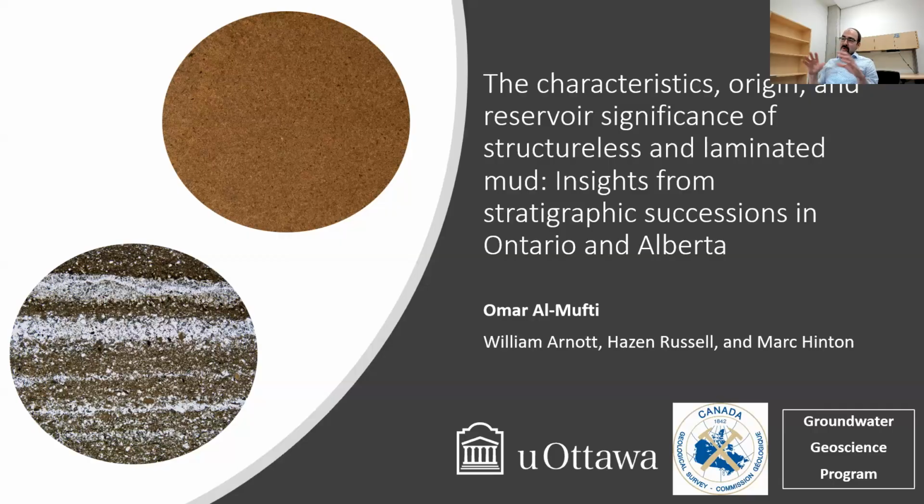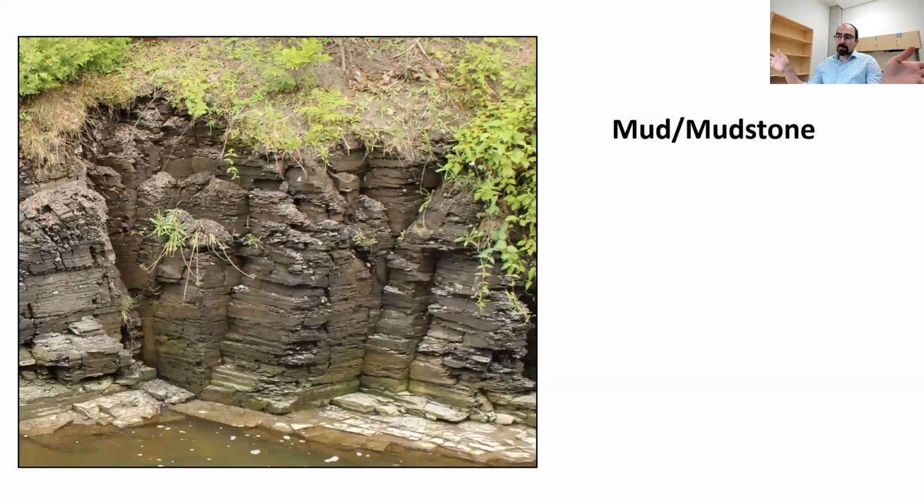So today, what I'm going to talk about is mud and mudstone, and in particular, two sedimentological motifs: mud that is either planar laminated or structureless. So let's get started. Mud and mudstone. Here we have a succession of mudstone, that of the Billings Shale. This is a local outcrop here in Ottawa, just south of Innes Road. And it's a fine-grained unit.